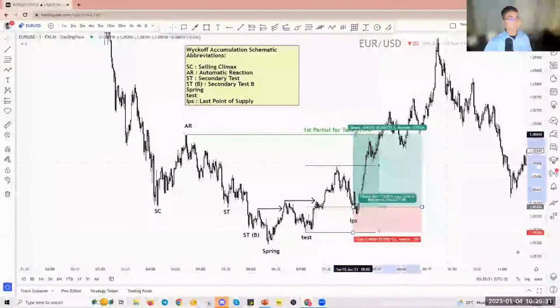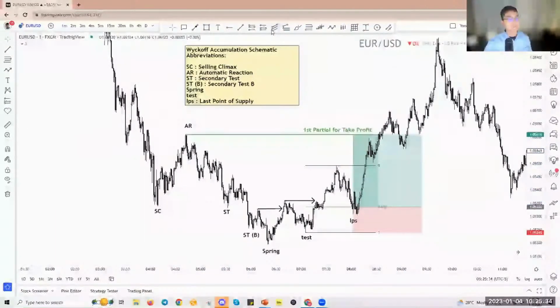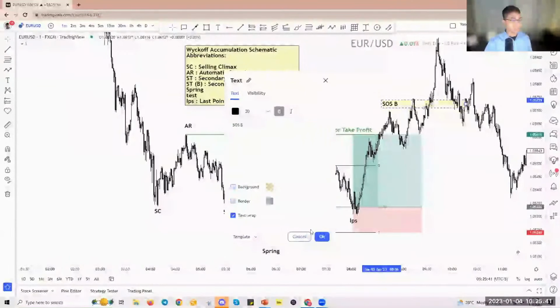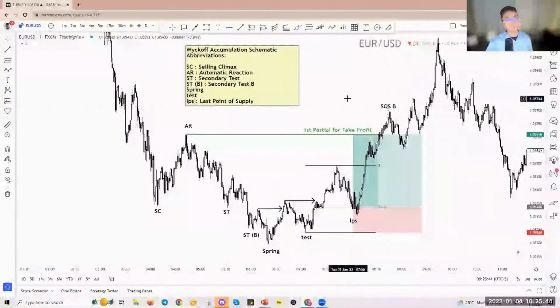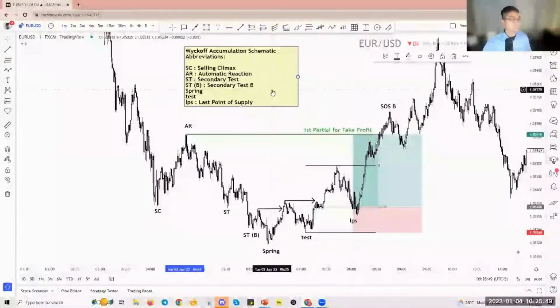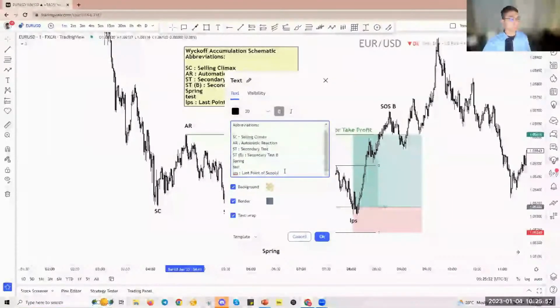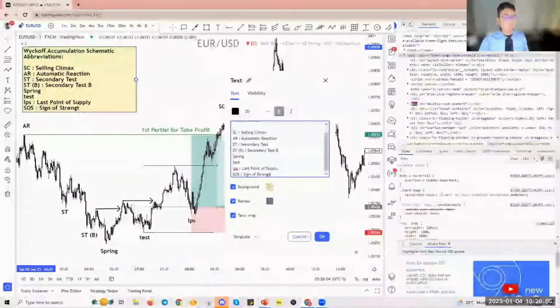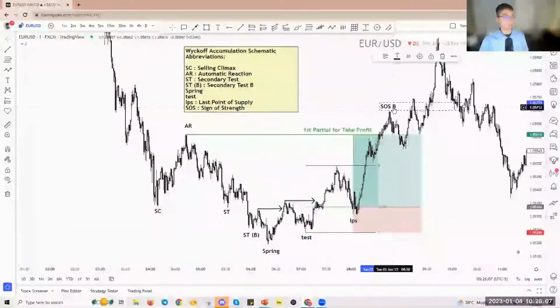Okay, and then what happens after the automatic reaction gets broken? It forms a sign of strength B. So yeah, I forgot to tell you guys there's a SOSB. SOSB is when you know that price can possibly continue going higher. So let me just type it down. Please don't screenshot first. I will screenshot this and send it to the chat. SOSB means sign of strength, for price to continue moving upwards.